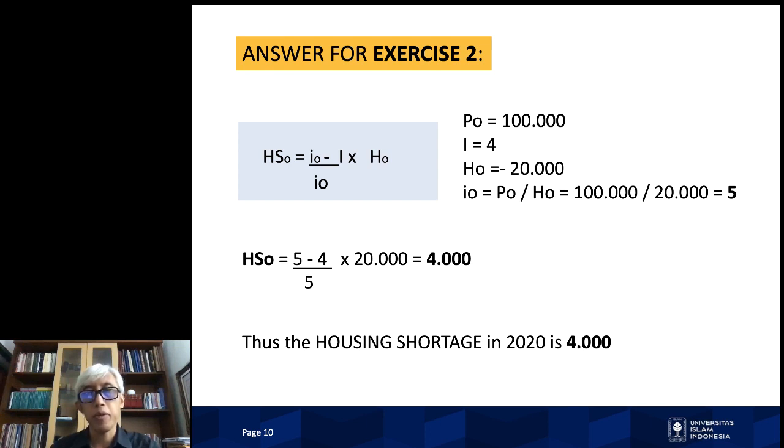So the formula for IO, as seen in this page, is PO divided by HO. So in this case, it's equal to 5. Now, once you find the number of IO, you can just follow the formula for calculating the housing shortage. And as seen in this page, it's equal to 4,000.